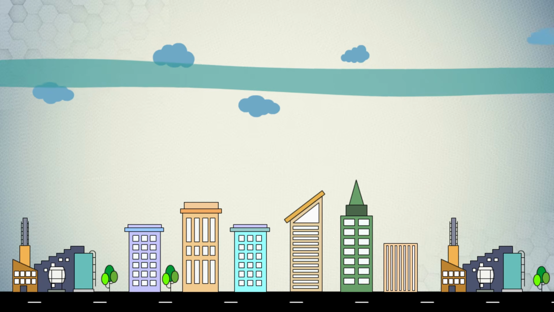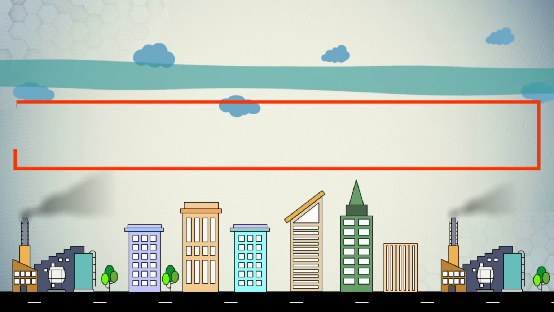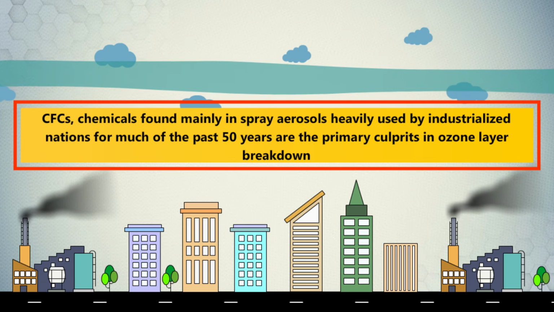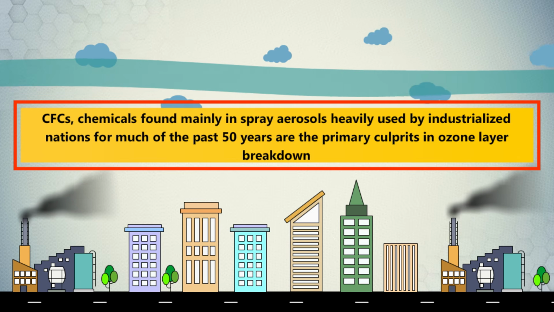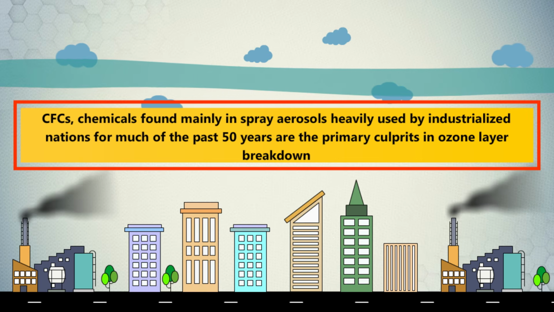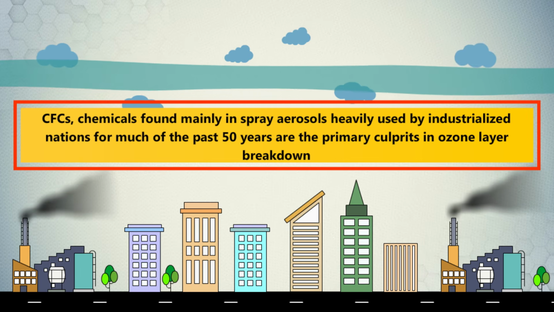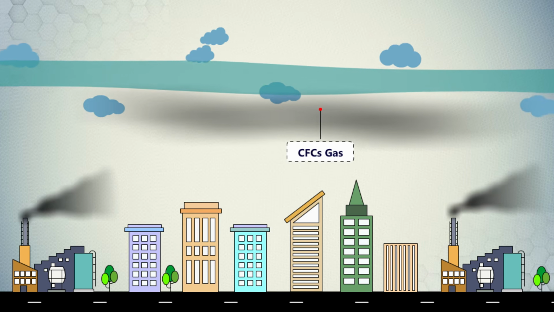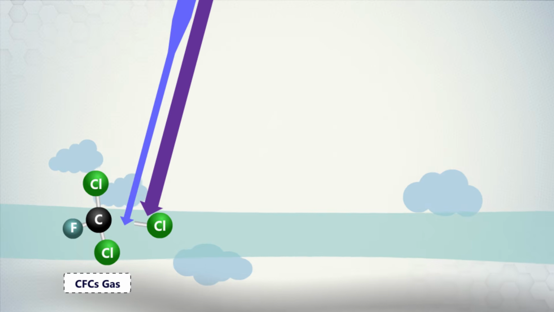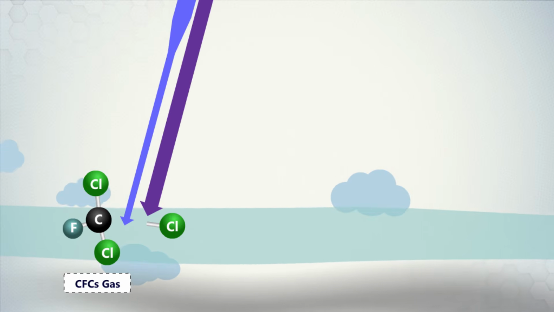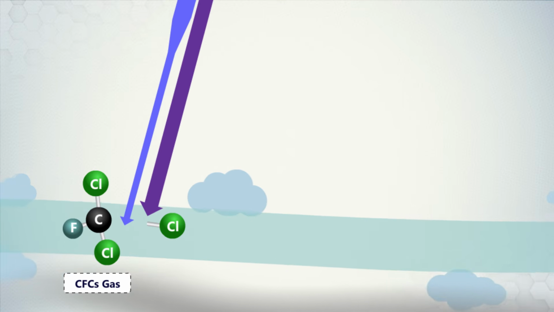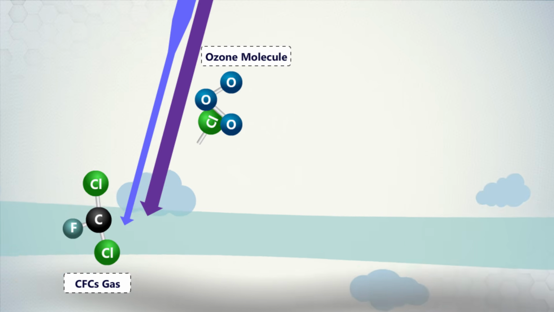We are ignoring the major effects of ozone layer depletion. Chlorofluorocarbons, CFCs, chemicals found mainly in sprays and aerosols heavily used by industrialized nations for much of the past 50 years, are the primary culprits in ozone layer breakdown. When CFCs reach the upper atmosphere, they are exposed to ultraviolet rays, which cause them to break down into substances that include chlorine. The chlorine reacts with the oxygen atoms in ozone and rips apart the ozone molecule.